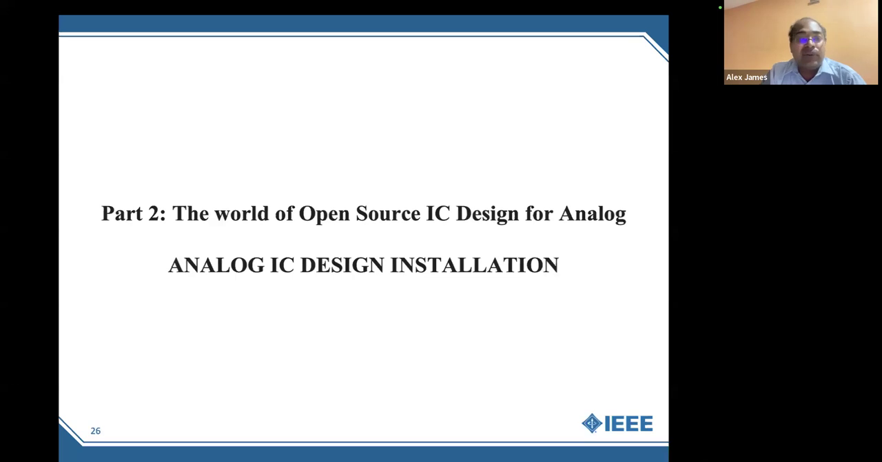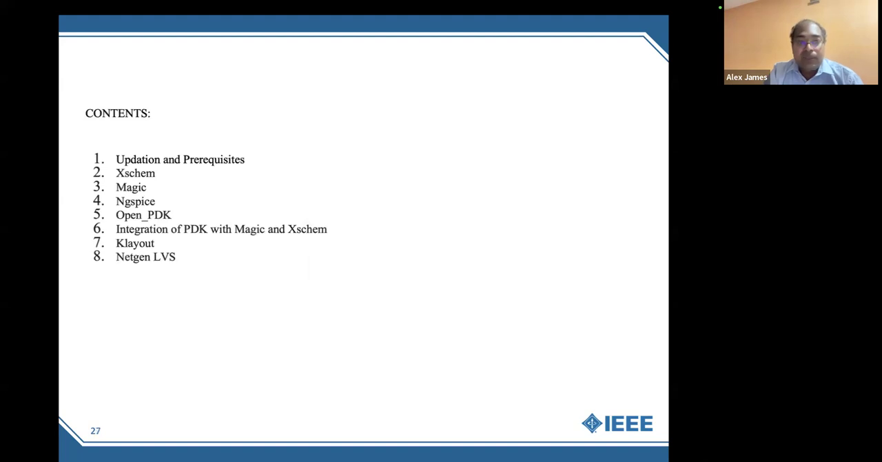Currently, Skywater has been quite popular. You have IHP, you have GlobalFoundries. Most of them have either 180 nanometer or 130 nanometer technology PDK files, which can be used for this. So generally, if you look at the flow for, say, Skywater, you would see all this chain of activity or tools that you need to look at.